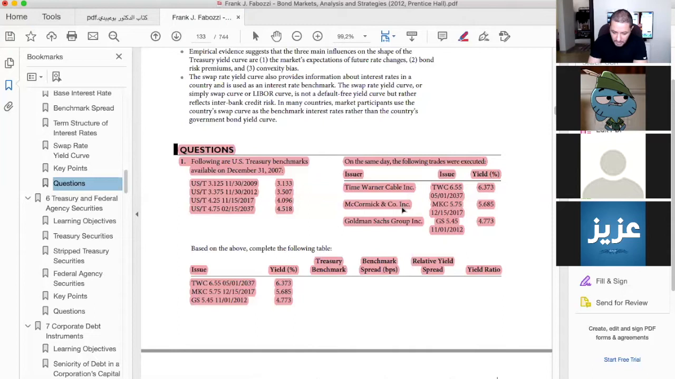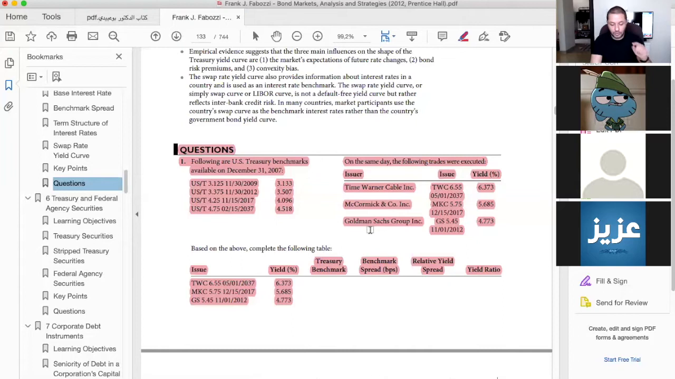Now the McCormick one is offering 5.75% as a coupon rate, maturing on the 15th of December 2017, and offering 5.685% as a yield. And finally, Goldman Sachs is offering 5.45% as a coupon rate, maturing on the 1st of November 2012, and offering a yield to maturity equal to 4.773. So you are asked to complete the following table.